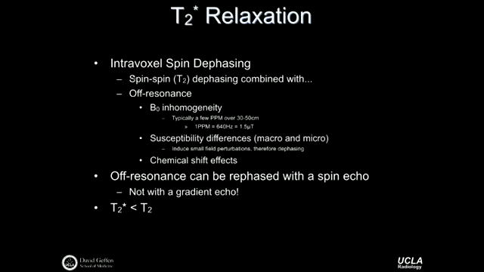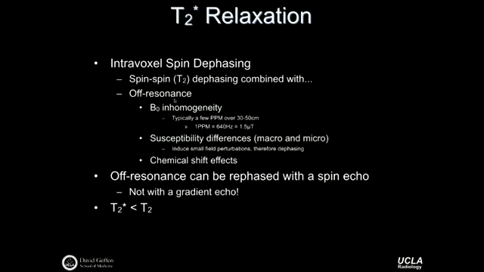Remember, we have a bunch of spins, Avogadro's numbers of spins, that populate a pixel or a voxel of interest. Intravoxel spin dephasing refers to the fact that the spins in a voxel may or may not be in alignment, or in phase, with one another. Spin dephasing is a consequence of spin-spin interactions, spins interacting with spins, combined with sources of off-resonance.